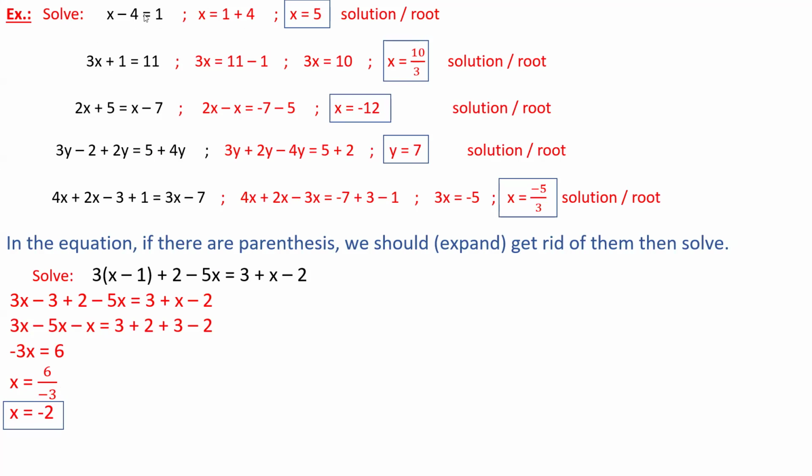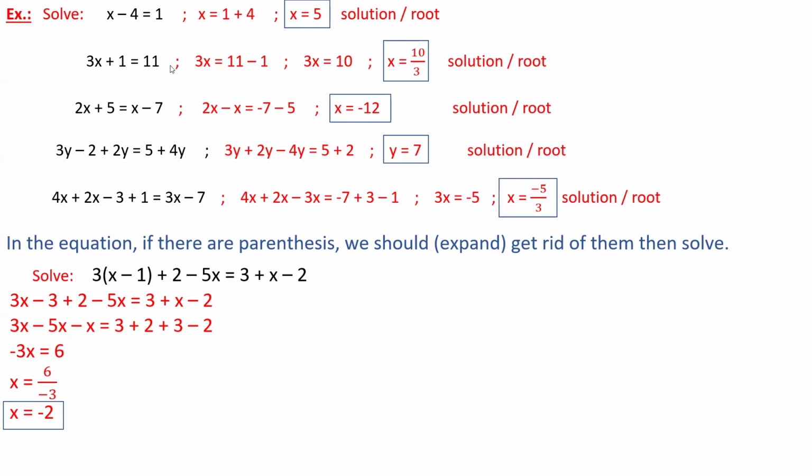To write it in the simple form, all the variables I keep on side 1, and all the constants or numbers I take to side 2. So x is on side 1, and I want to keep it on side 1. On side 2, I have 1, so I keep it. I bring minus 4 from side 1 to side 2, so it becomes plus 4. Now I calculate 1 plus 4 is 5, so x equal 5 is a solution or root. Always I put my solution or root in a box.